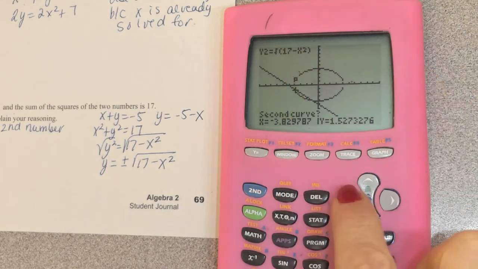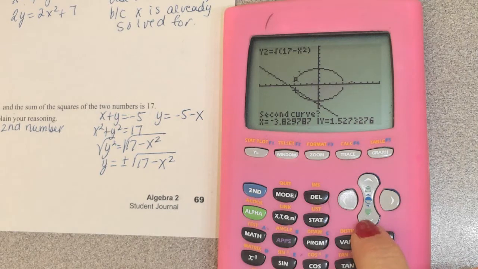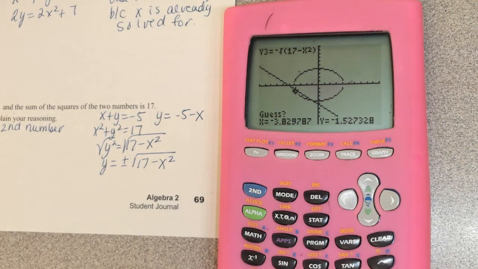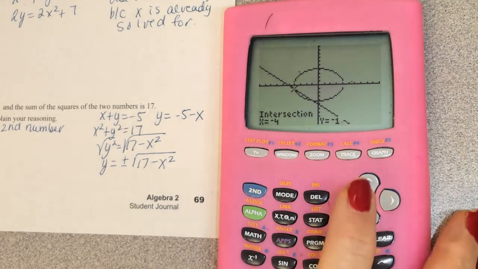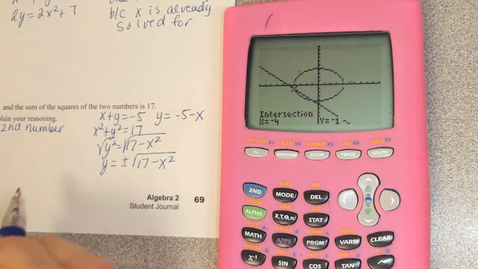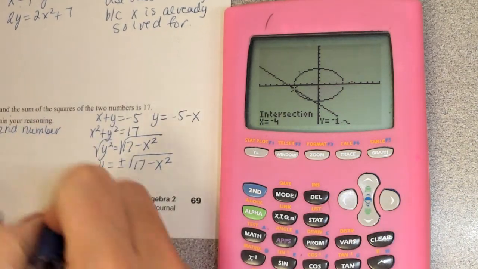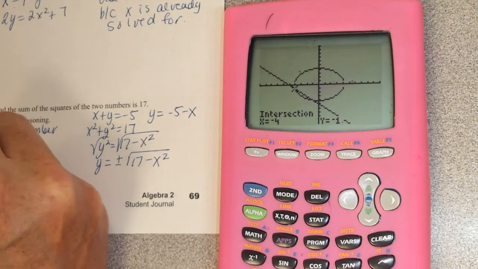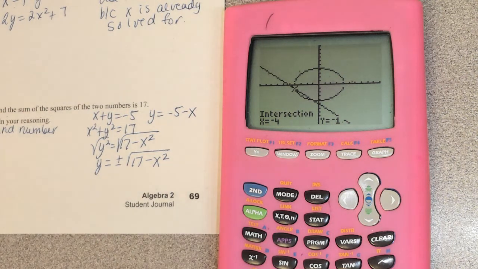Now I don't want the top one, I want Y3 actually, so I'm going to arrow down to tell it to use this one. And push enter again, and then enter one more time. Yep, there we go. So -4, -1 is going to be one of my points. That's going to be one solution.